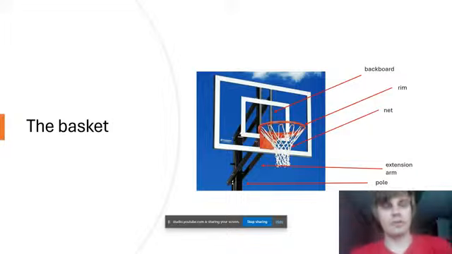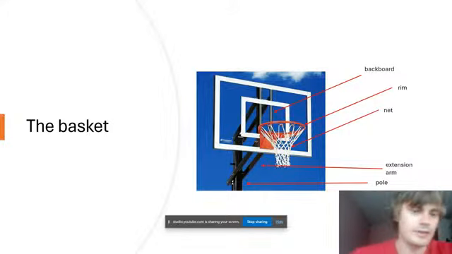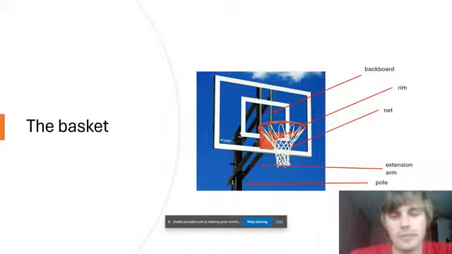So let's talk about the basket for a bit. Its construction is rather simple when you think about it, as all it needs is a backboard, a rim, a net, an extension arm, and a pole, if we talk about the portable ones. The backboard is the part of the construction that makes basketball basketball. Otherwise, if it didn't have a backboard, it would either be netball or korfball.